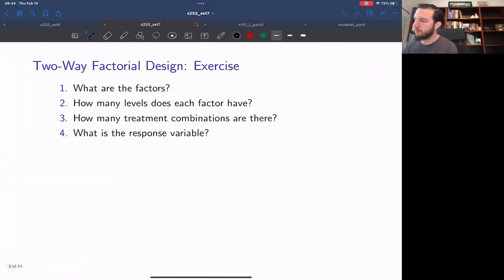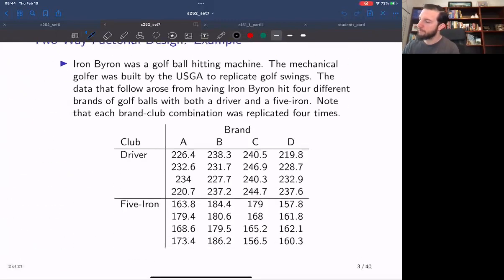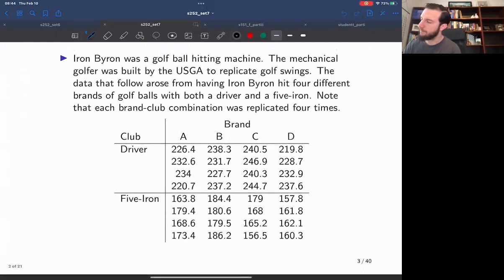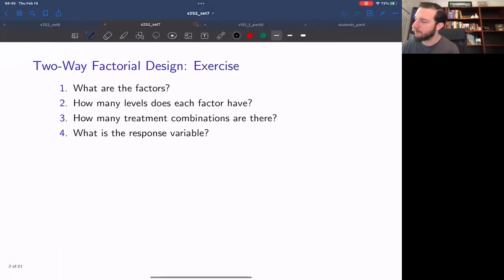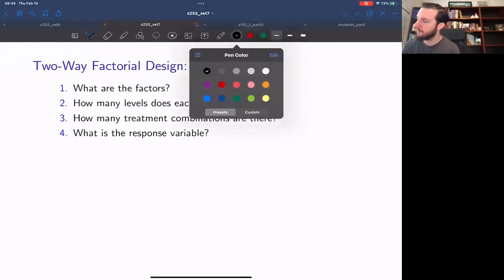All right, in this particular experiment, let's start by answering the question so that we can get an idea, and then I'll come back and talk about some of the data here. So we have 2 different treatments or 2 different explanatory variables, which are the brand and the club. And then the distance that the ball traveled is the response variable. Just to summarize, I'll use the following questions here.